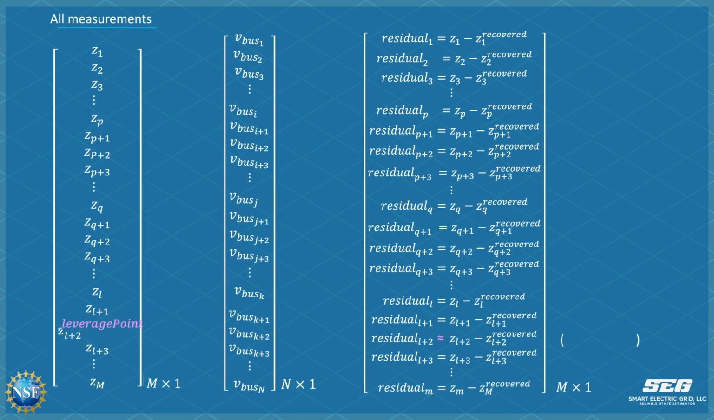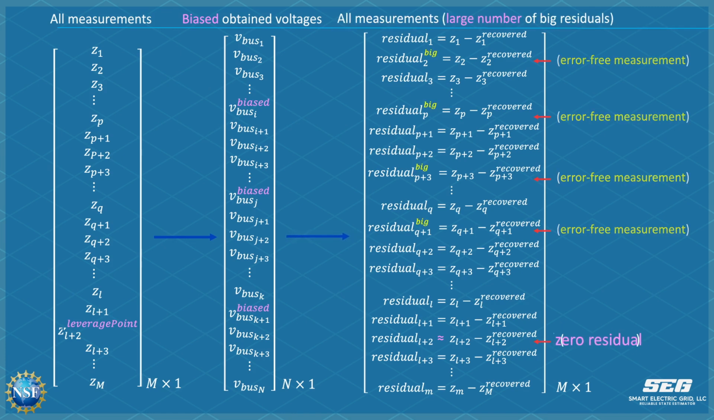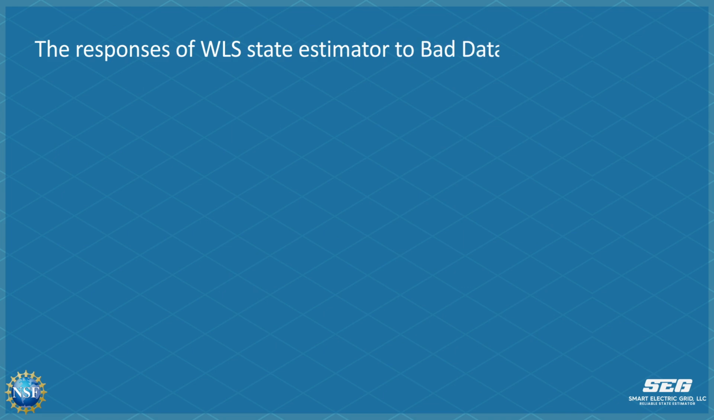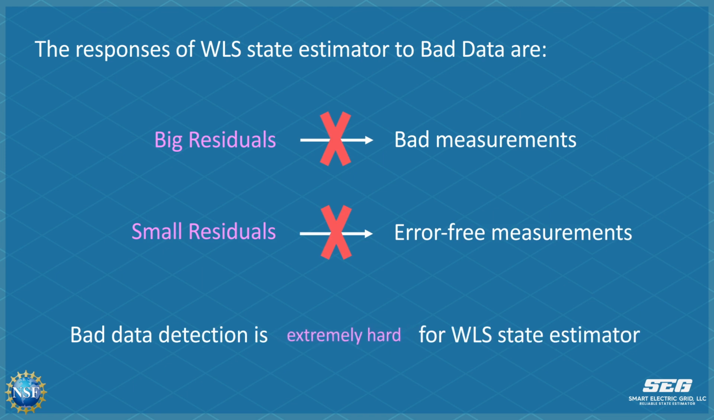Because power system state estimation is a non-linear problem, the popular bad data detection algorithm, the largest normalized residual test, may fail when the largest residual takes place on an error-free measurement. For weighted least square state estimators, big residuals do not imply the corresponding measurements are bad measurements, while small residuals do not imply the corresponding measurements are error-free measurements. Therefore, it is very hard to detect bad measurements for weighted least square state estimators. Today, a widely accepted and efficient bad data detection algorithm is still not available for weighted least square state estimators after more than 50 years.